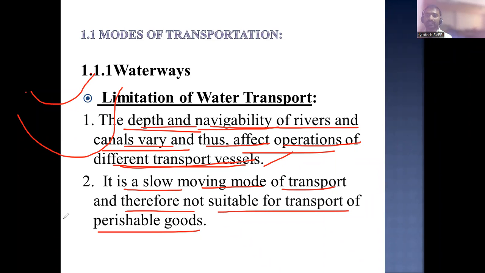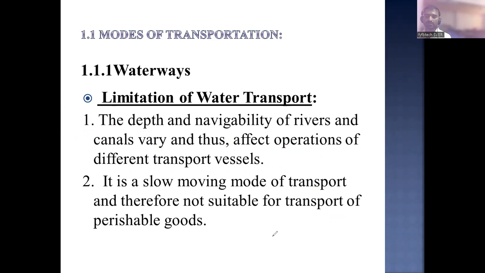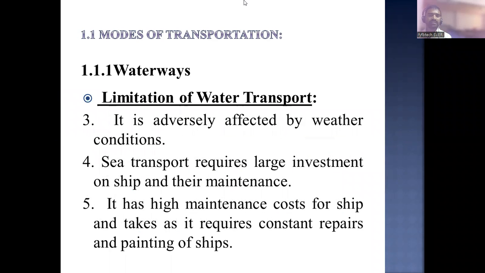You will prefer airways, because you have to get there very fast. If you want to reach the USA very quickly, you will prefer airways, even though it is costly. As waterway is very slow, we will not prefer it. Then, it is adversely affected by weather conditions.